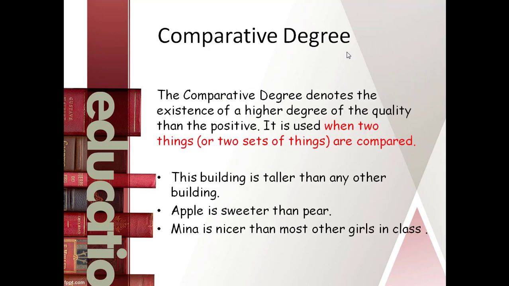Comparative degree. The comparative degree denotes the existence of a higher degree of the quality than the positive. It is used when two things or two sets of things are compared. This building is taller than any other building. Apple is sweeter than pear. Mina is nicer than most other girls in the class.